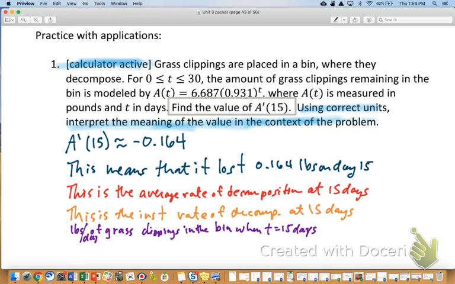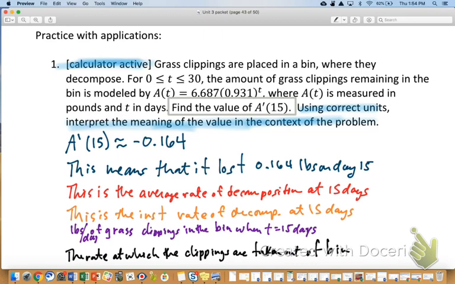Anybody else? Well, we'll try to clear that up in a second. Hunter, what do you have? I think this is the rate that the grass clippings are taken out of the bin. The rate at which the clippings are taken out of the bin. Was there anything else you wanted to add to that? On day 15. On day 15, okay. I'm kind of out of room. It's kind of pretty up there, lots of nice colors.